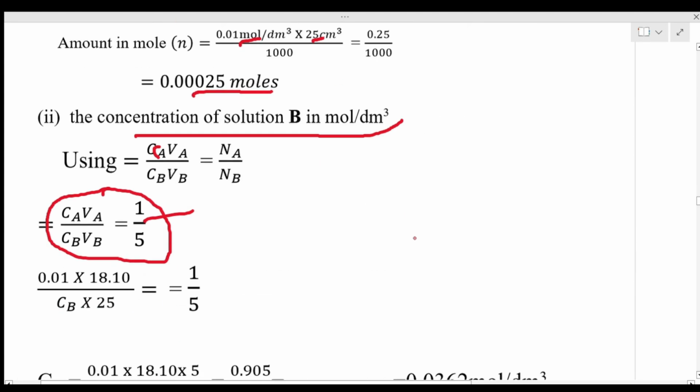So let's go back to our calculations. We can substitute the values of Ca, which is 0.01, and our calculated value for Va, which is 18.10, and we are looking for Cb. This 25 is a standard pipette. In your school, if you are using 25, you write 25. If you are using 20, then you can put 20. Now our mole ratio. WAEC will also give you another 1 mark here for correct substitution. I hope you are following now.